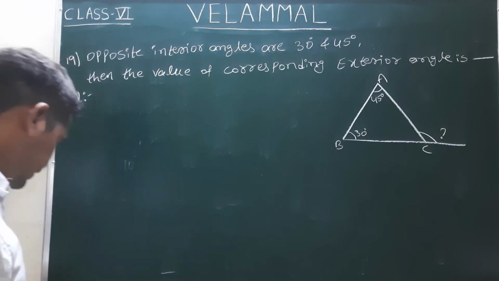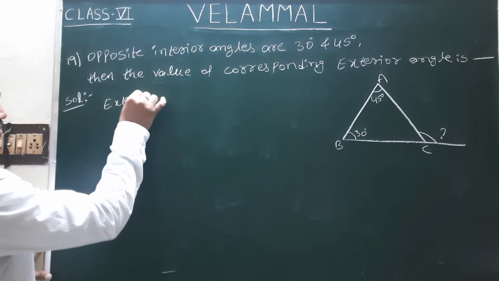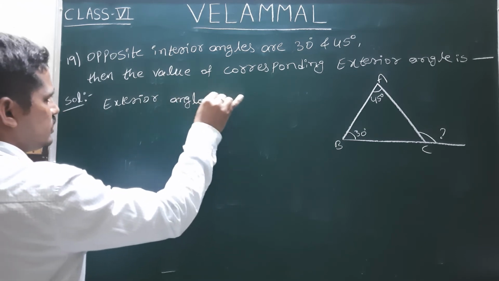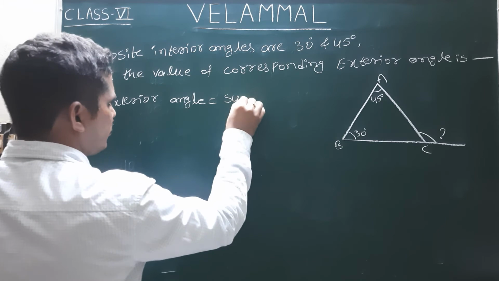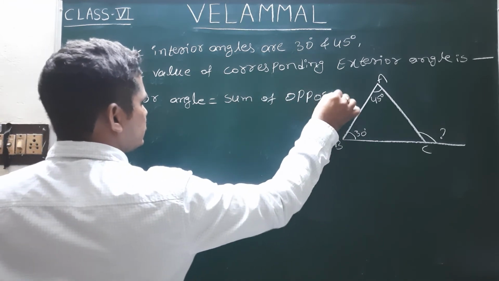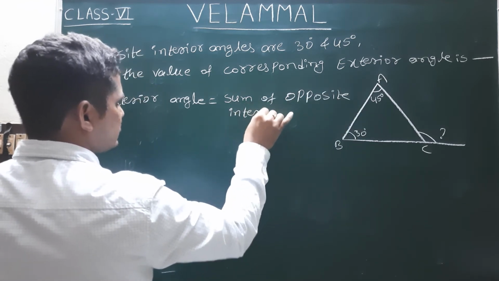So we know that the exterior angle is equal to the sum of the opposite interior angles.